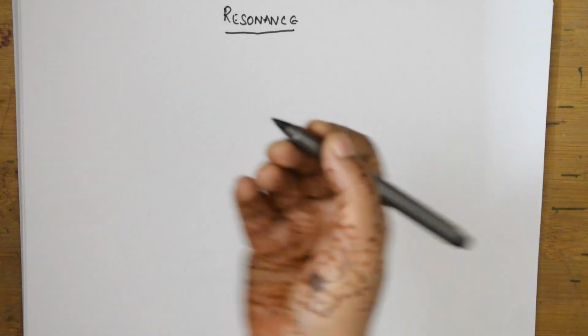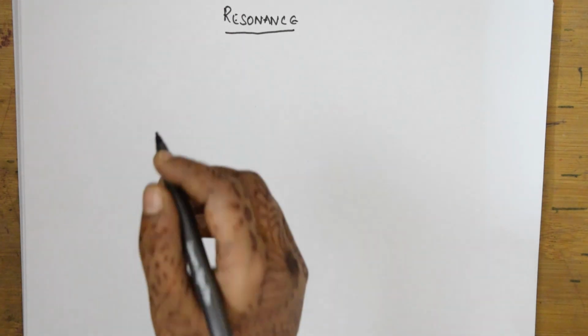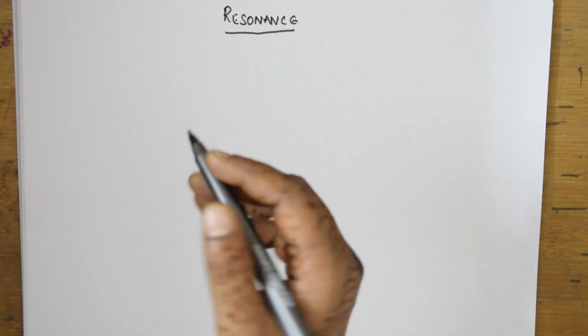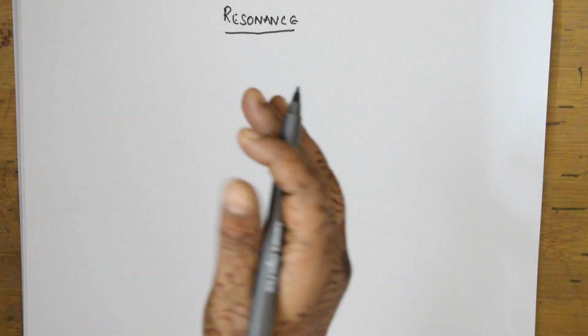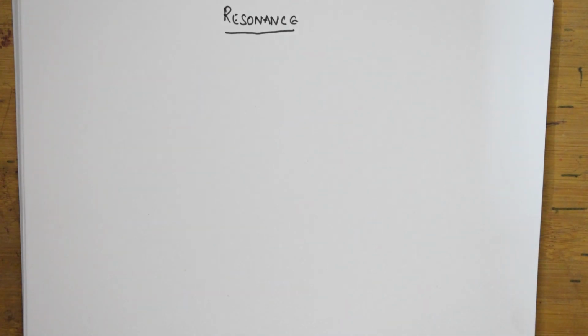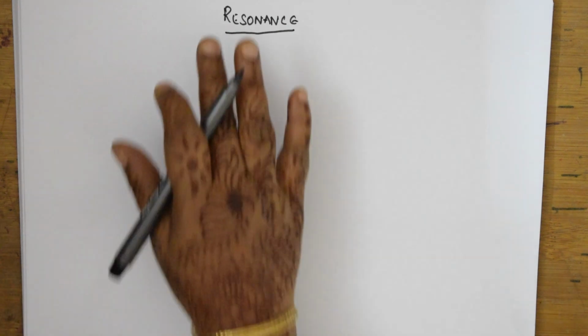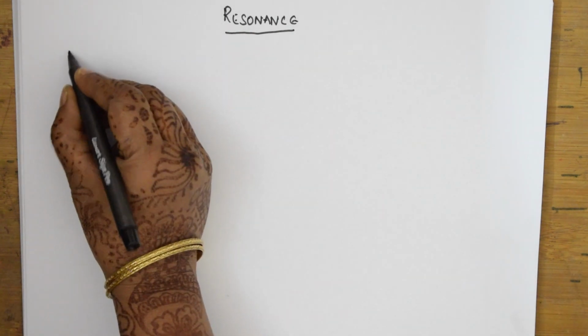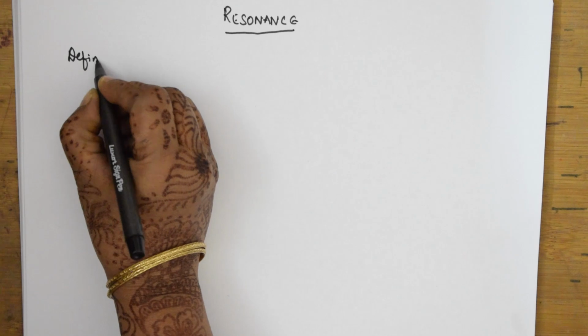Whenever you're learning a particular concept, you have to be very clear about the definition. You need to be clear about the rules for writing resonance, the types of resonance, as well as resonance energy. So before we go into the concept, let's first start with the definition of resonance.